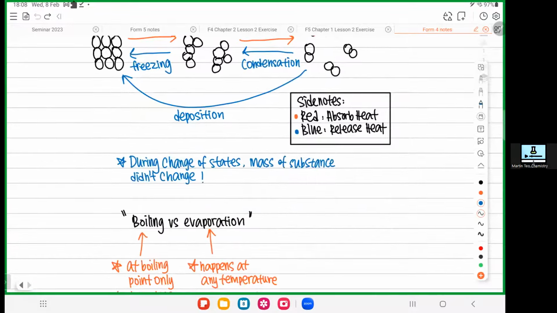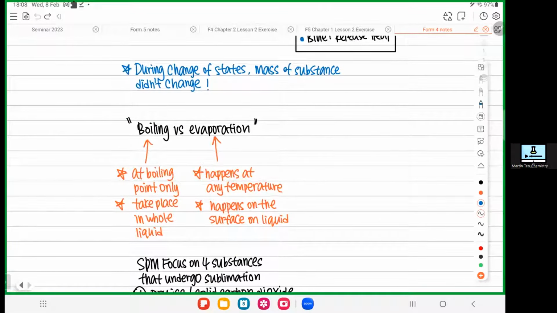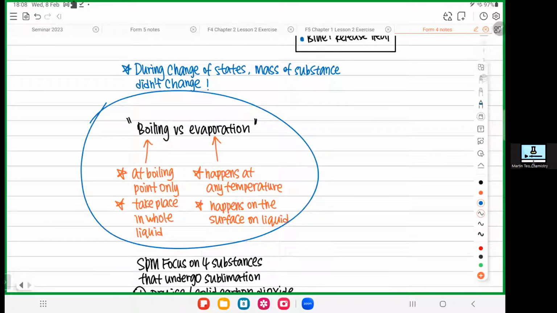Yeah. Then we also talked about the differences between boiling and evaporation. Boiling and evaporation, these 2 processes change liquid to gas.